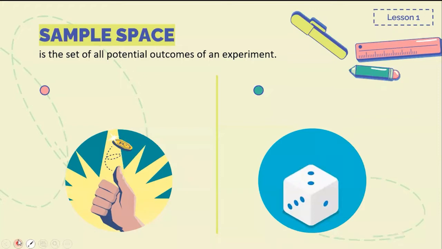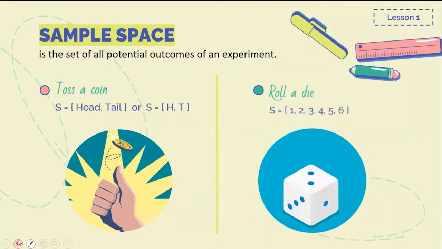The sample space is the set of all potential outcomes of an experiment. For instance, as I've said earlier, when we toss a coin, its sample space is head and tail. When rolling a die, the sample space is 1, 2, 3, 4, 5, and 6.